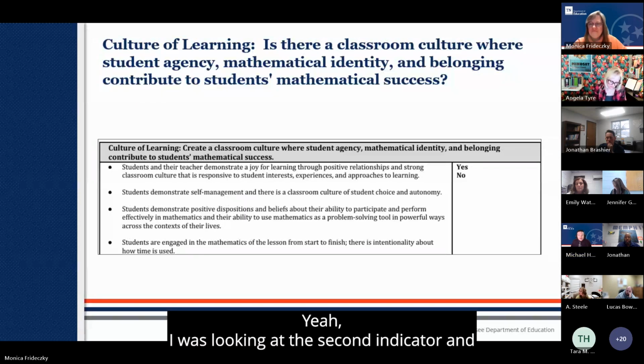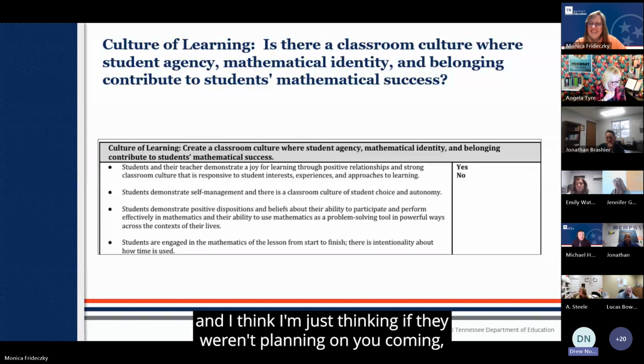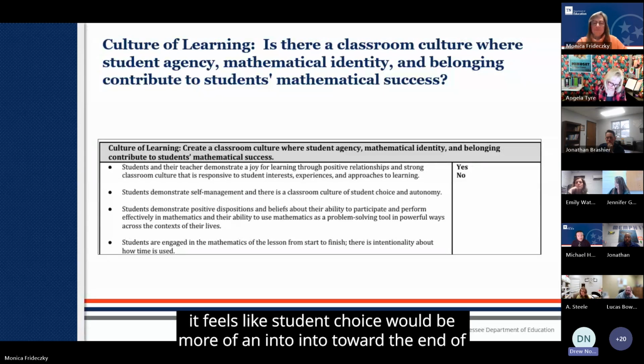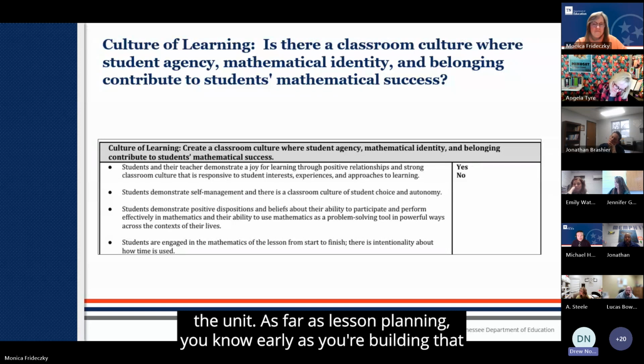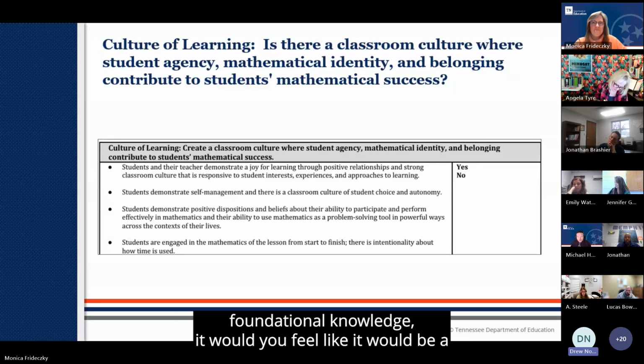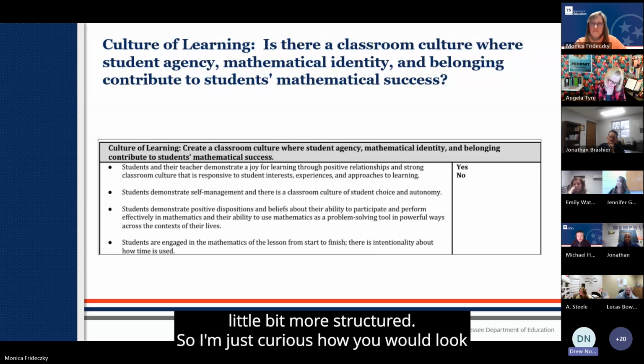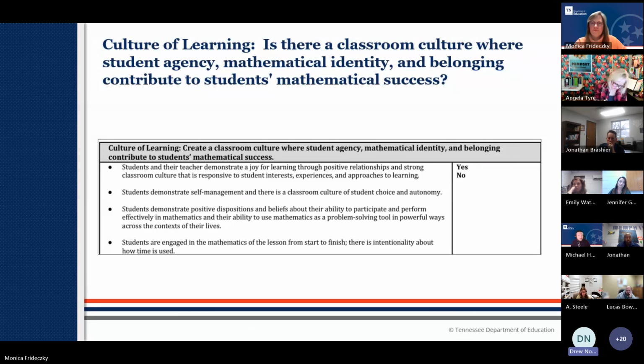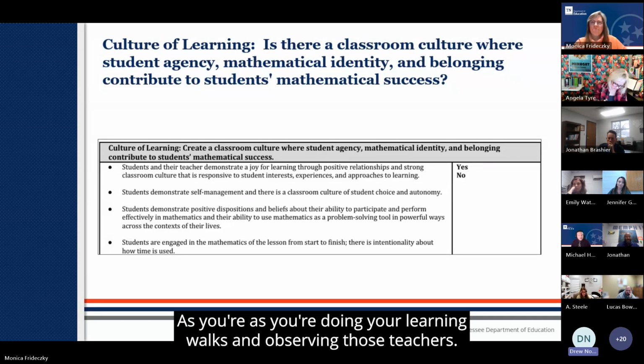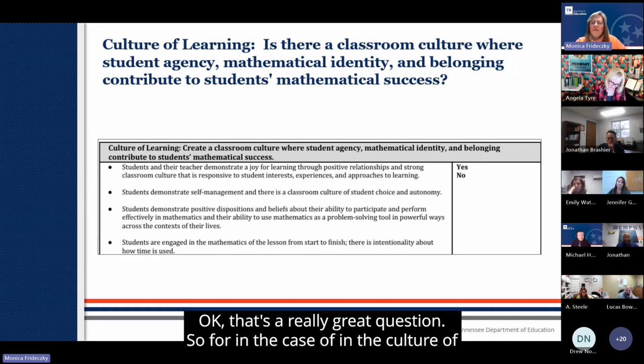Yeah, I was looking at the second indicator, and I think I'm just thinking, if they weren't planning on you coming, it feels like student choice would be more toward the end of a unit, as far as lesson planning. Early, as you're building that foundational knowledge, you feel like it would be a little bit more structured. So I'm just curious how you would look for student choice as you're doing your learning walks and observing those teachers. Okay. That's a really great question.